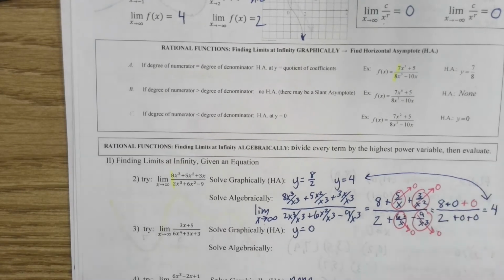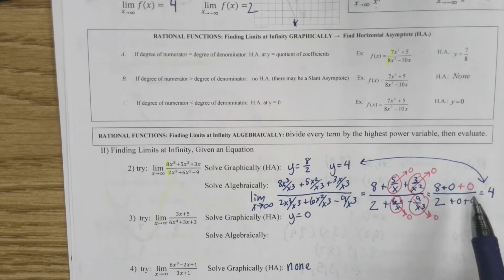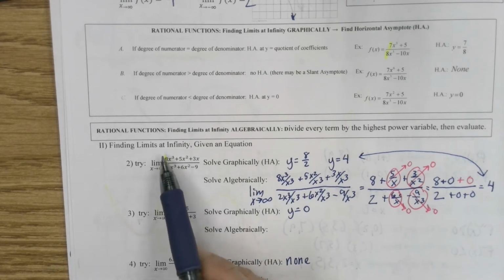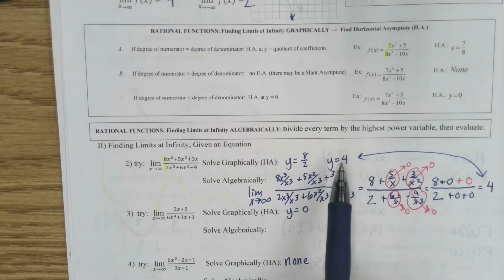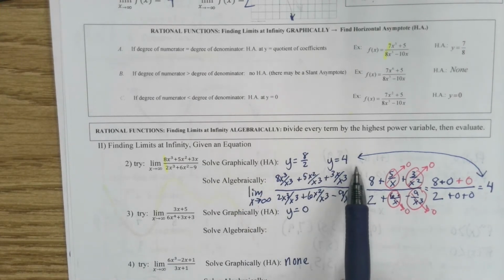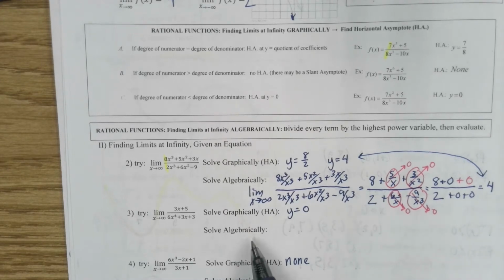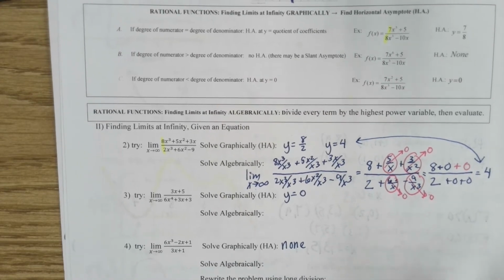same answer we got when we just compared the numerator of the fraction with the denominator of the fraction and grabbed their coefficients. So you've now seen the fast way by identifying the horizontal asymptote, and you've now seen the algebraic way. Let's look at another example. Let's look at example number 3.